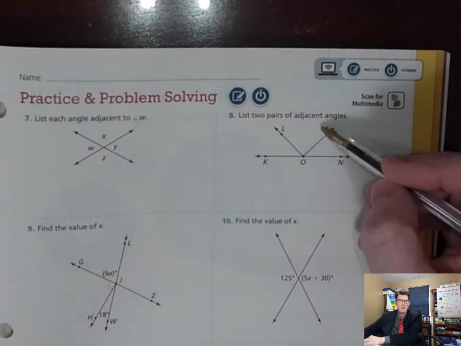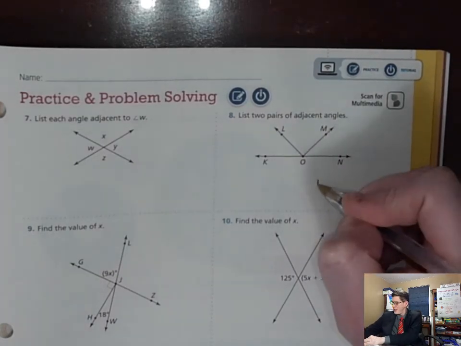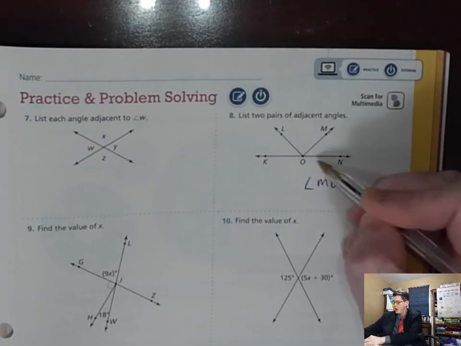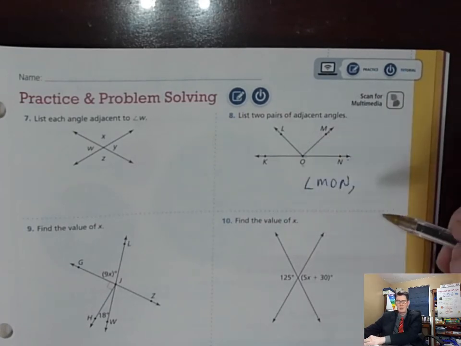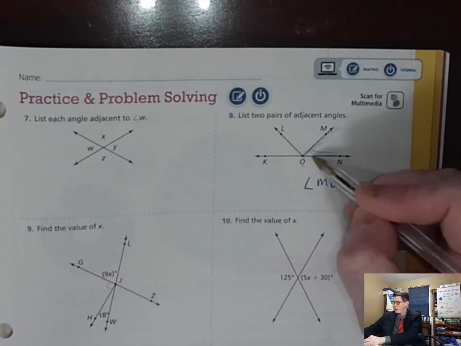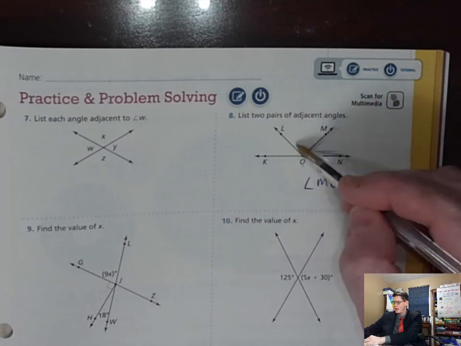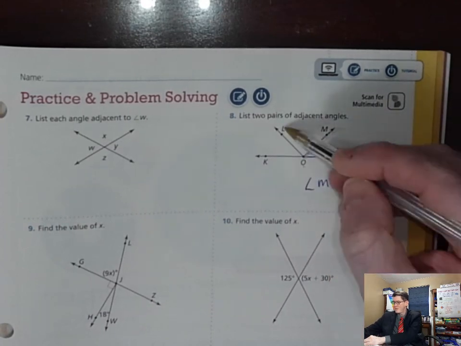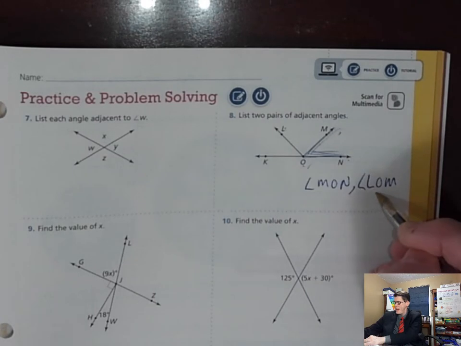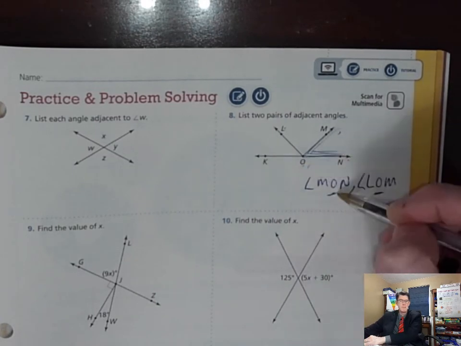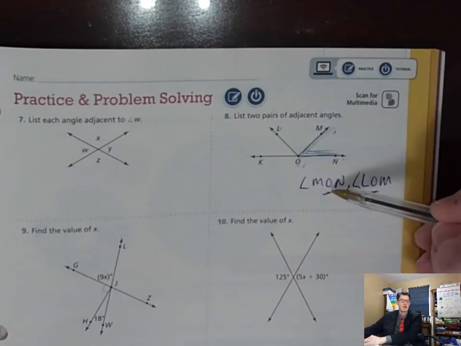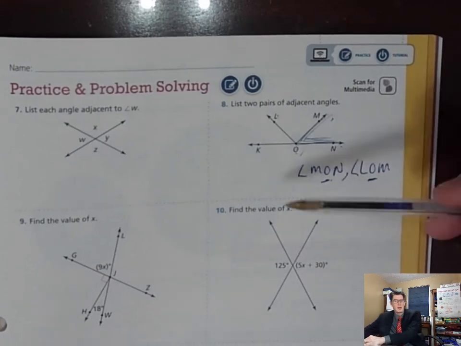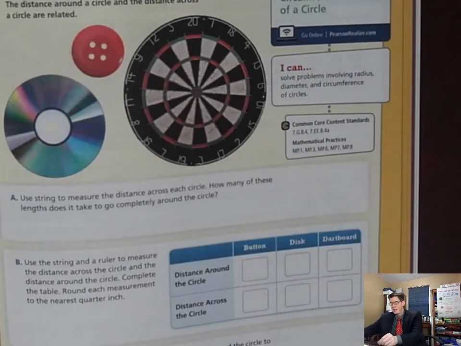Now, in practice of writing the adjacent angles, MON, what is it adjacent to? MON, because you write O in the middle. This angle is next to which angle? Well, it's this one right here, LOM. And you have to write it in the right order with the angle point as the middle letter. That's the vertex of the angle, so you write it in the middle. That's one example. There's another pair you could also write.